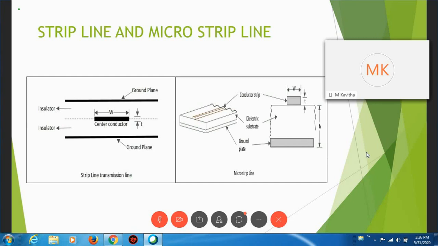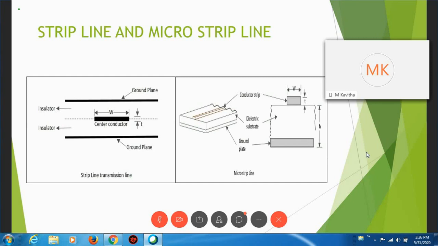The advantages of strip line are that the loss in the strip line is less compared to the microstrip line. The fabrication and connection of the strip line are more difficult, but it can be easily analyzed. These are the advantages of strip lines. So this strip line is the basis for the microstrip line, and we are going to discuss the losses present in the microstrip line.